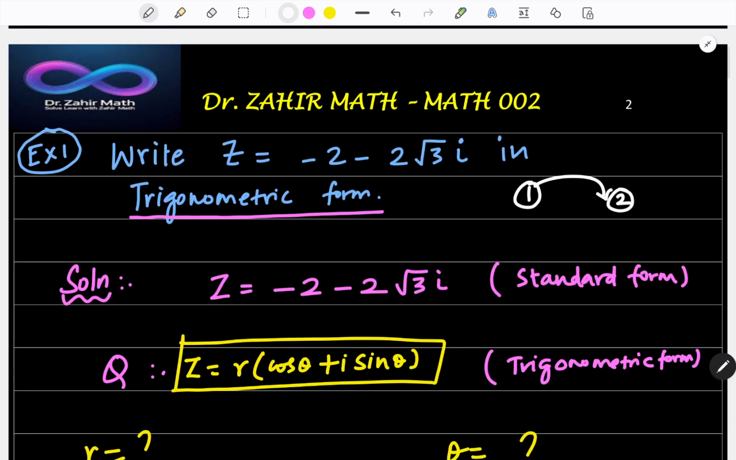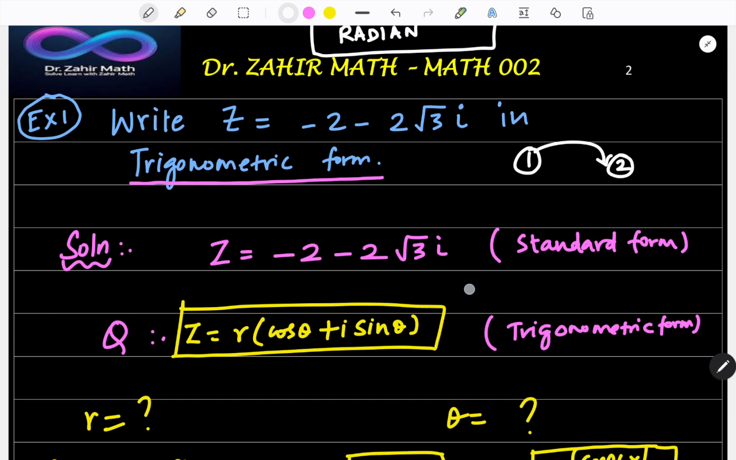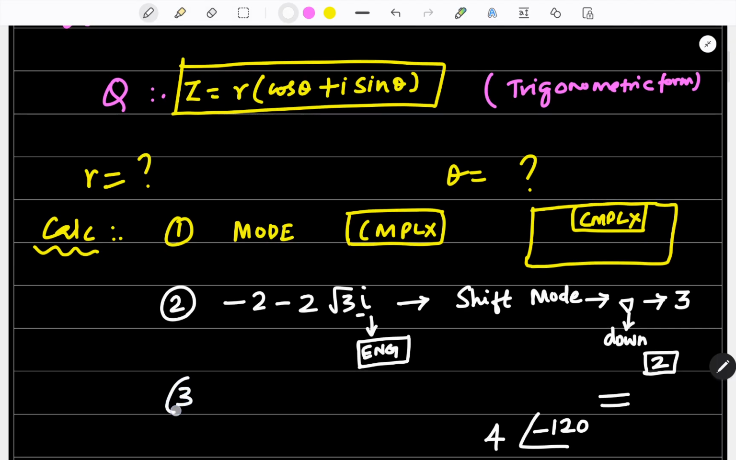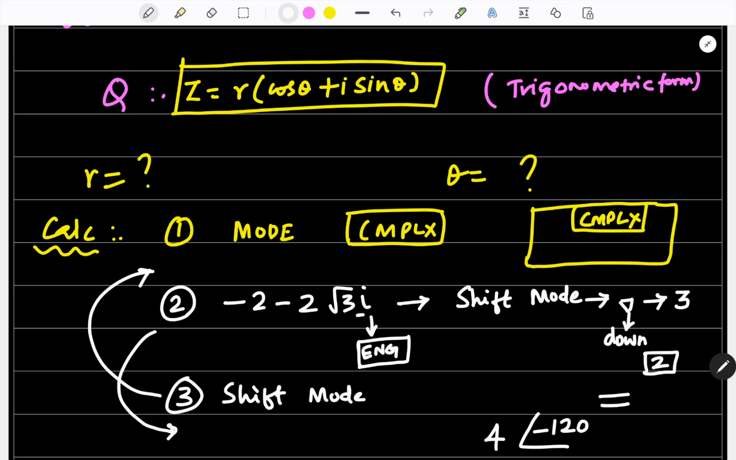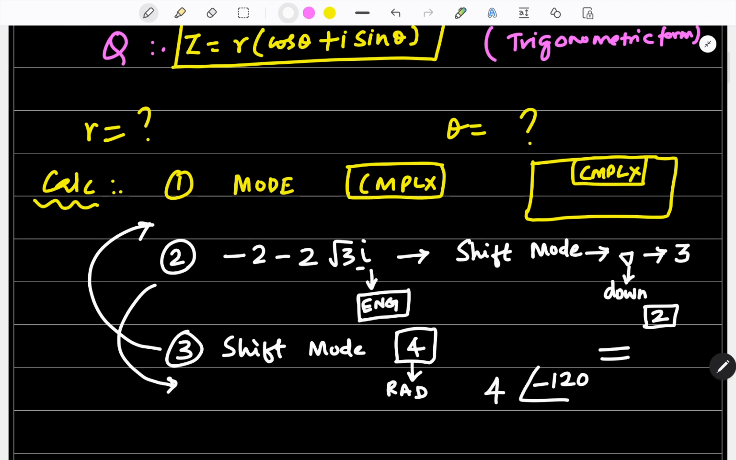Keep in your mind for all the questions: if they are asking standard form to trigonometric form, your calculator must be in radian mode. So for step number 3, use Shift Mode and then select radian. You can do this in step 2 also, no problem. Press number 4, and it will convert into radian. Then press equal, or it will come even without equal.